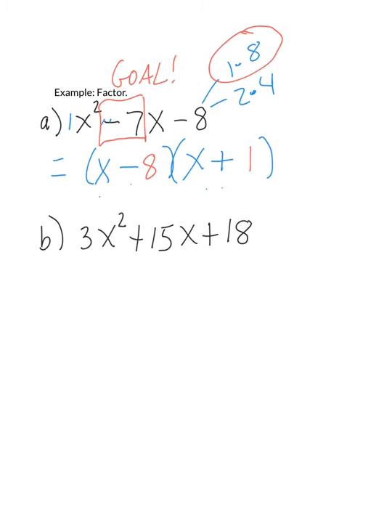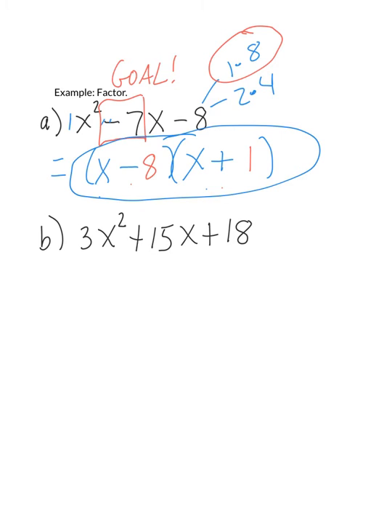And then to check to make sure it's correct, you could FOIL your answer back out to verify that you really do have x squared minus 7x minus 8 back again. But for the final answer, you should be getting x minus 8 times x plus 1. Remember, the order does not matter, so if you had the x plus 1 first and then the x minus 8 last, that works too.